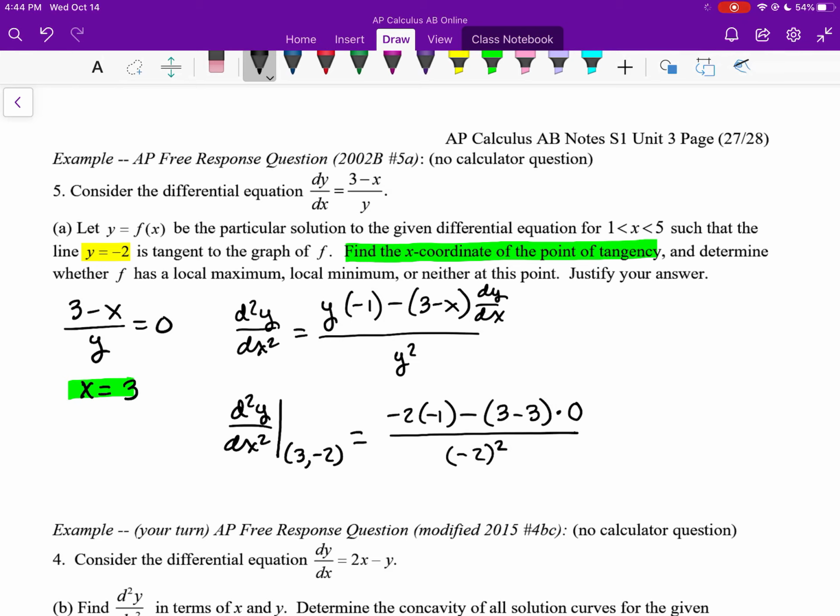My numerator ends up being +2. The denominator ends up being 4. This ends up being 1/2. I have a horizontal tangent line. I have curved up. I must have a local minimum. So f has a local minimum.